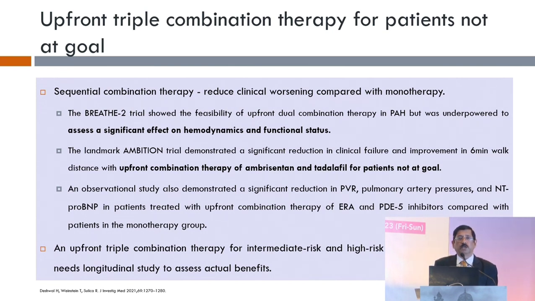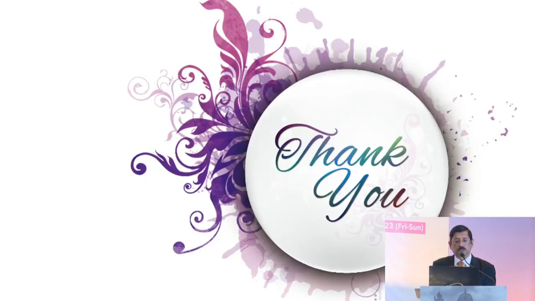Finally, what we are looking at now is that it has been found that using combination therapy is perhaps better than using each of these molecules in isolation, and that improves not only the hemodynamic status, but also the functional status. The latest trial is the AMBITION trial, which found that a combination therapy of ambrisentan and tadalafil improves not only the symptoms, but also the clinical parameters, the pathological parameters. An upfront triple combination therapy for intermediate-risk and high-risk patients seems logical and needs longitudinal study to assess actual benefits. So thank you all for your very patient listening.